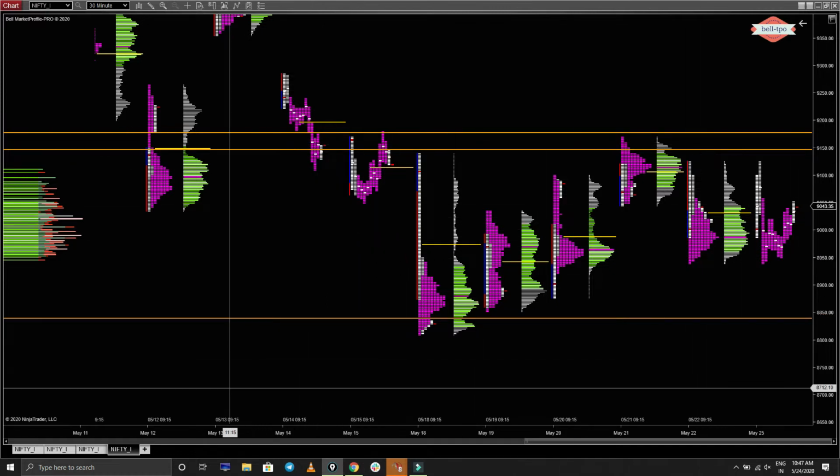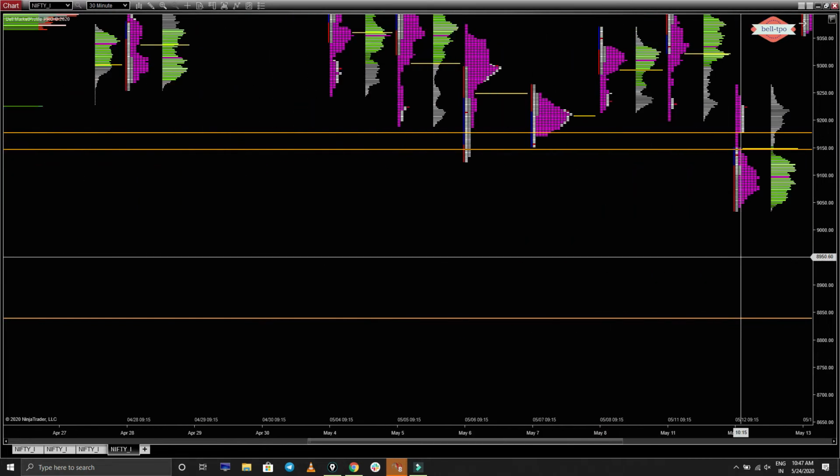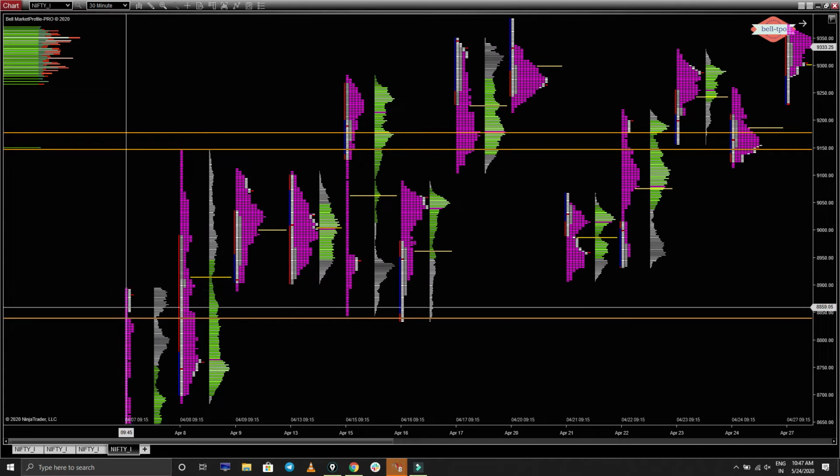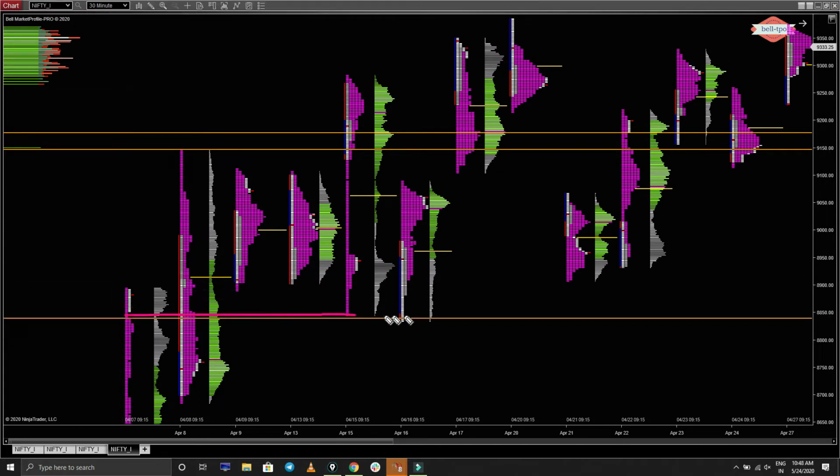Here we can see another single print zone on this day. Here we can see the single print zone. For 2 days it got support here. You can see here in this place. So this single print is also important for trading.